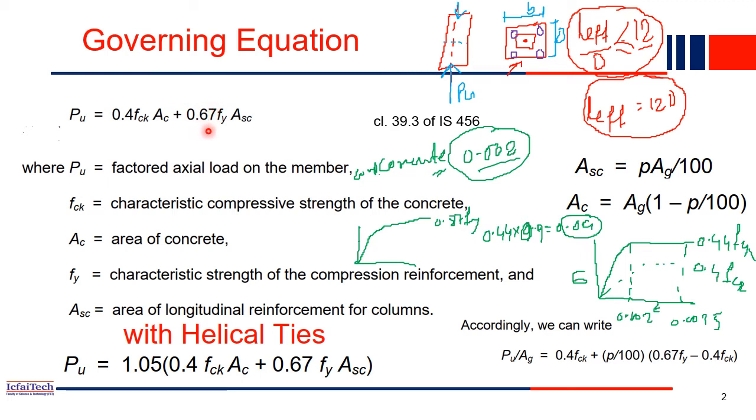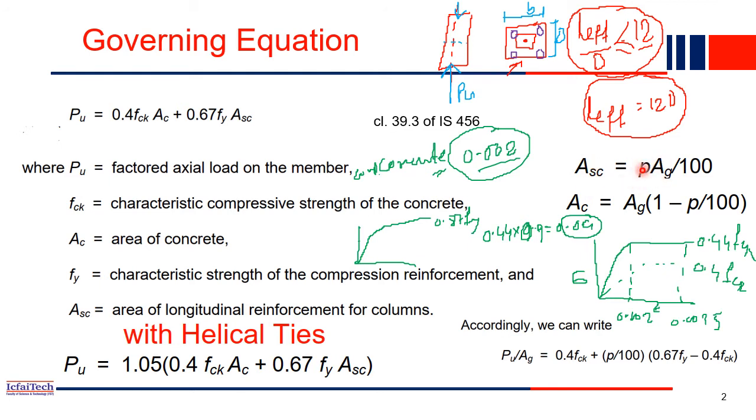But our code says we should always go on the safer side, so we should use 0.67 Fy as the stress in steel, multiplied by the area of steel in the column, ASC. So ASC is the area of longitudinal reinforcement for the column. If you multiply stress by area, you get the force. So this much force will be taken by the steel and this much by the concrete. The total applied force Pu is shared between the concrete and the steel. This is the governing equation we will be using for column design. Now ASC is the area of steel, and that area of steel will be P into Ag.